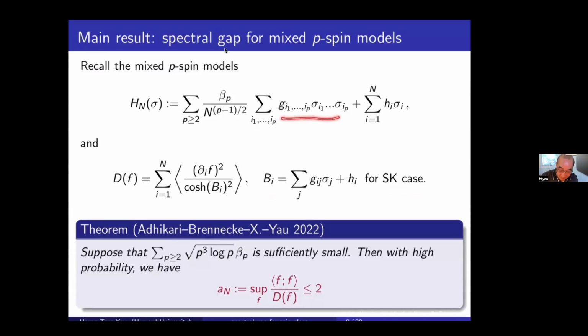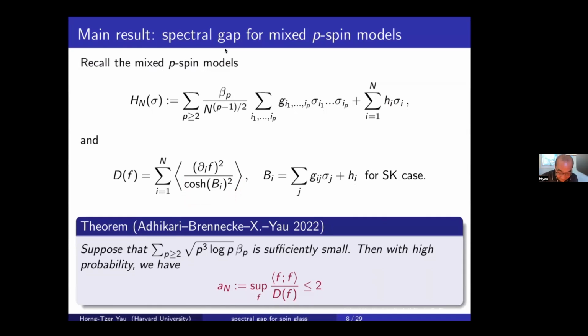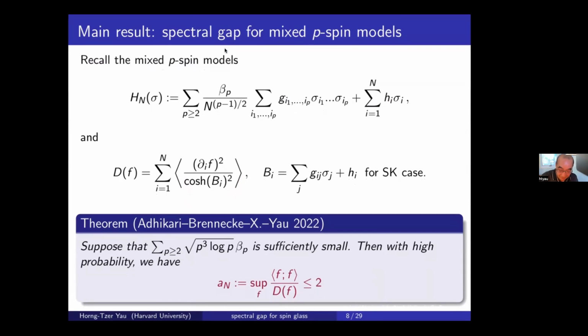For example, if you look at this one, this is sigma i, and then there are also sigma j, and maybe sigma k, and all of these act on sigma i, and this external field is called Bi. So in the SK case, there's only j acting on i, so it's G_ij sigma j plus h_i. This is the factor you use in the Glauber dynamics. Because it's Dirichlet, this is actually smaller than the standard Dirichlet form, so if you prove something with this factor, it's actually a stronger inequality.